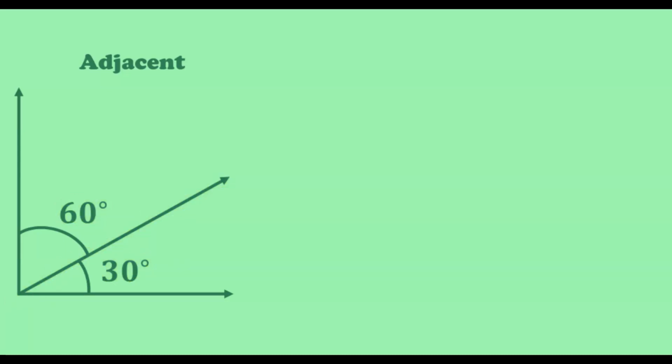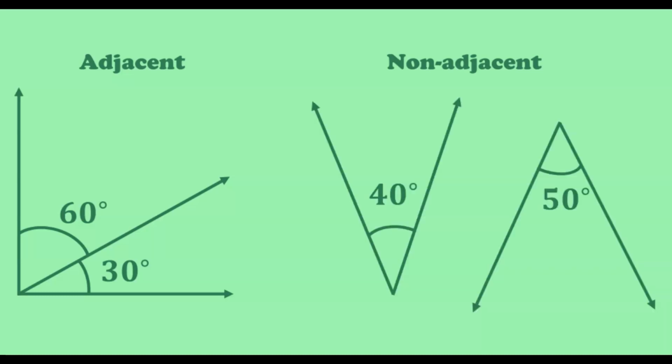Next, let us consider non-adjacent complementary angles. Consider these two angles over here. So we can see that we have a 40-degree angle and a 50-degree angle. If we add 40 degrees and 50 degrees, we will get 90 degrees. So these two angles are complementary angles. And they are also non-adjacent because we can see that they do not have a common vertex. The vertices of the angles are different, and they also don't have a common arm.